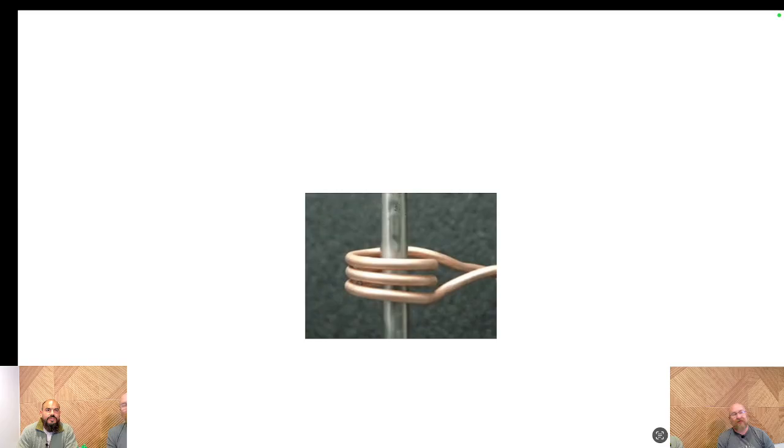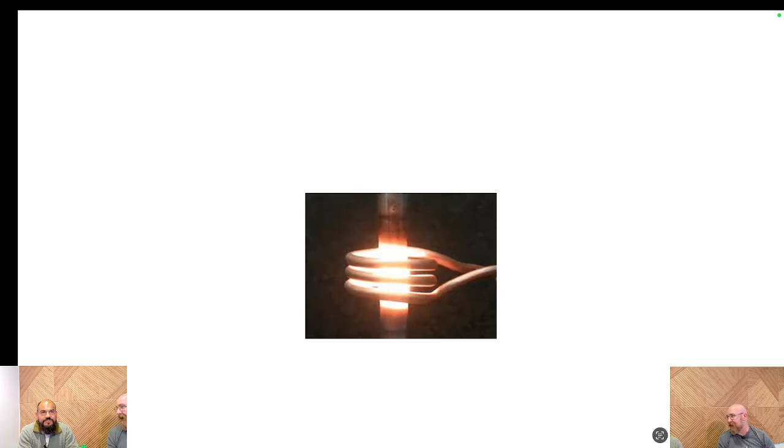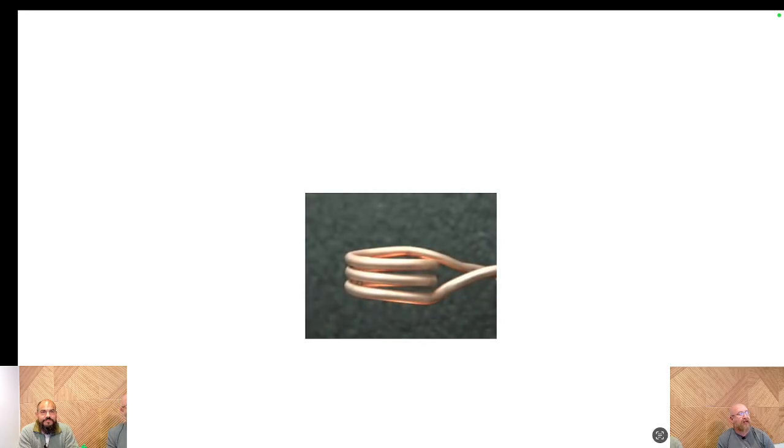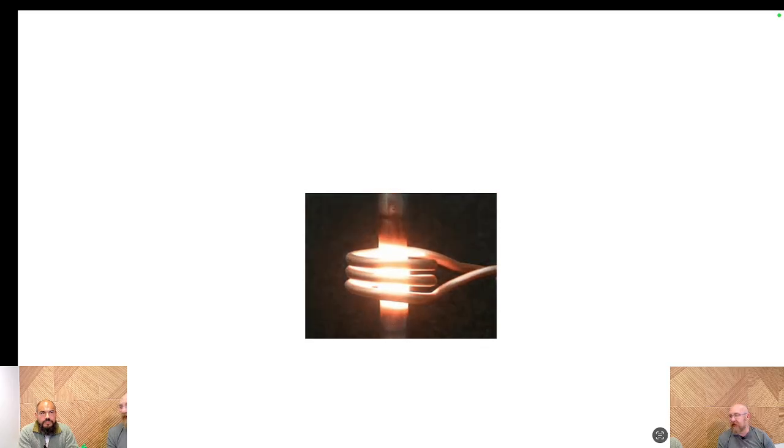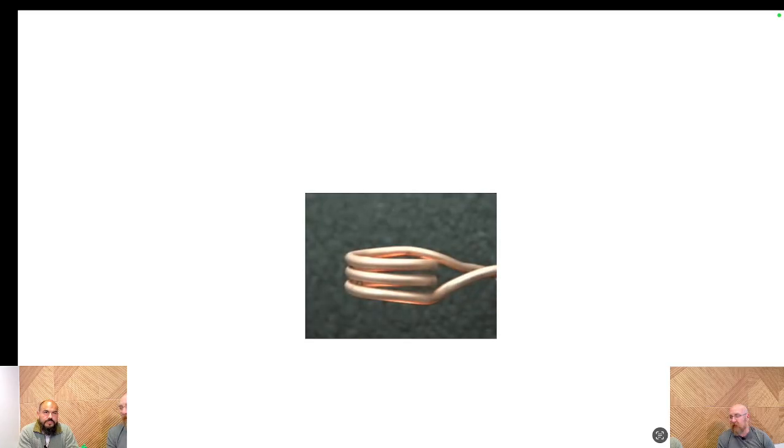Here we go. This is a fun one. So if the electricity has nowhere to go but to heat things up, this is called inductive heating. So this is a current that's flowing through that copper coil there, actually inducing heat onto that metal rod that we're putting through there. And you can use this to melt metal.